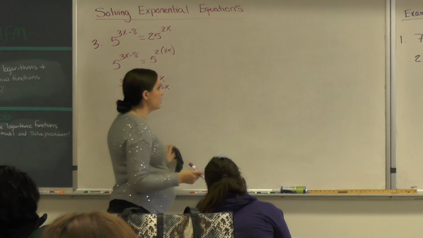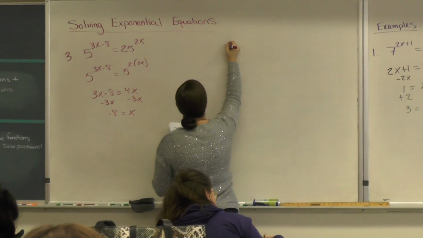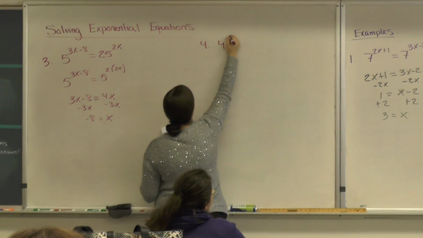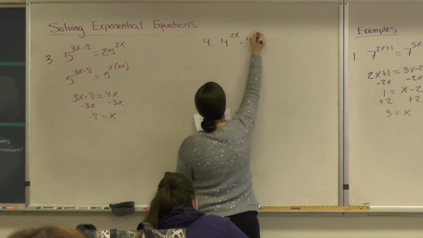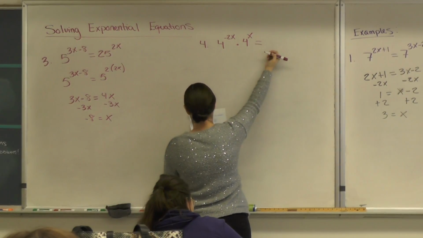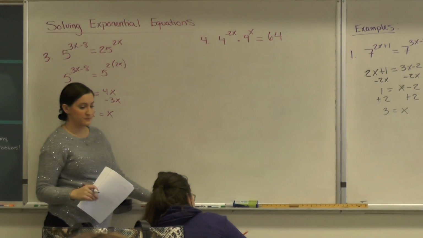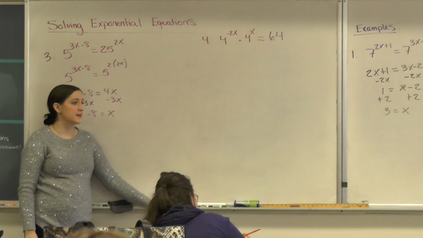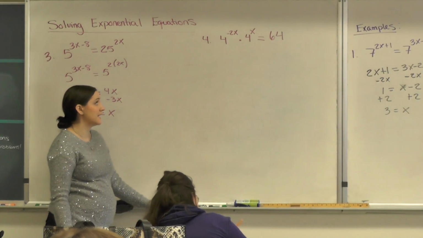Okay, let's look at one more example that's a little bit different than those last two. And then we'll look at different bases. Okay, so this time we have 4 to the power of negative 2x times 4 to the power x equals 64.